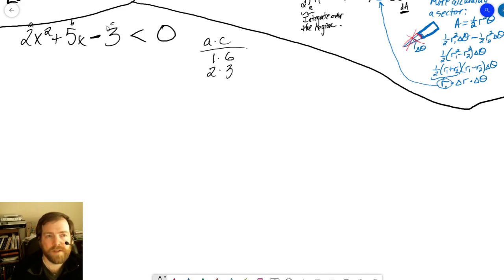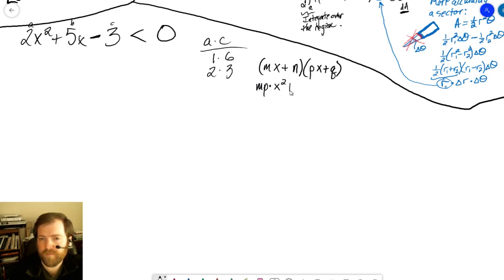Don't use other constants that you already have in use somewhere else. So we have a, b, and c here for the quadratic, and we want to factor this into mx plus n times px plus q. Which multiplies out to mp times x squared plus mq plus np times x plus nq at the end. Okay.